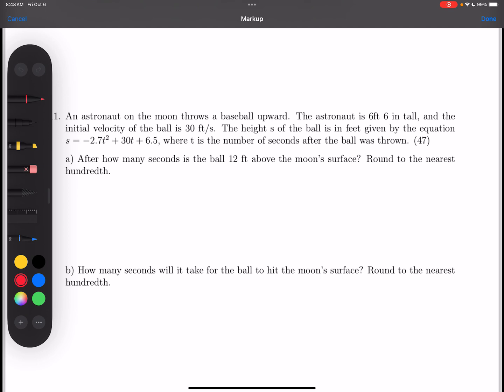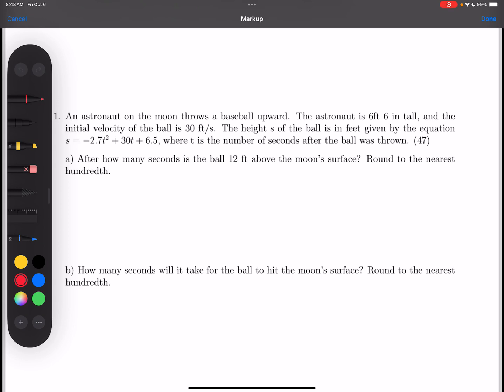All right, so I've got an astronaut on the moon, throws a baseball upward. The astronaut is 6 feet 6 inches tall, and the initial velocity of the ball is 30 feet per second. The height s of the ball in feet is given by the equation s equals negative 2.7 t squared plus 30t plus 6.5, where t is the number of seconds after the ball was thrown. After how many seconds is the ball 12 feet above the moon's surface? Round to the nearest hundredth.